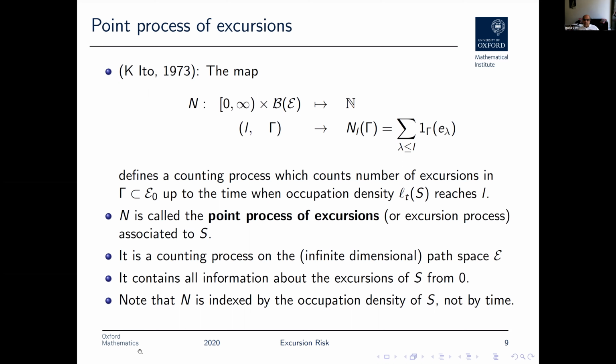But note that this point process, this counting process, is not indexed by time, but by the occupation density of S, because that's the natural coordinate when you move along S. Okay. So remember this counting process, the point process of excursions, contains all the information on the excursions. We will see this again tomorrow. But for now, it's just a way to count the excursions which fall in a certain set gamma.